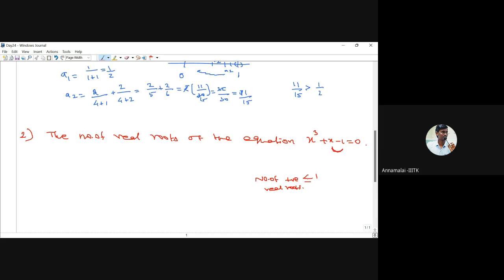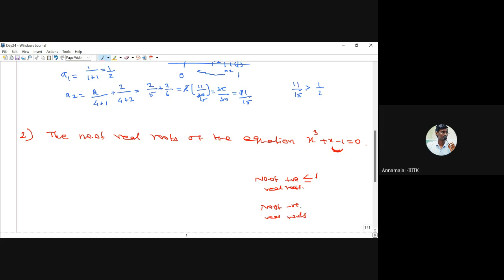Because real roots means either positive roots or negative roots. By Descartes' rule, the number of positive real roots is at most the number of changes in f of x. Here we have only one change, plus to minus. So we have at most one positive real root.